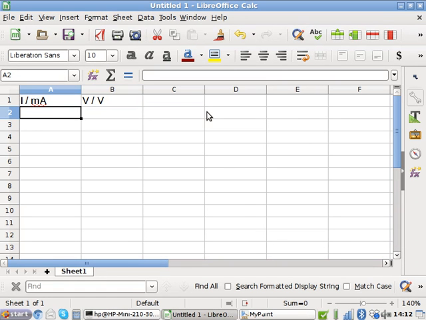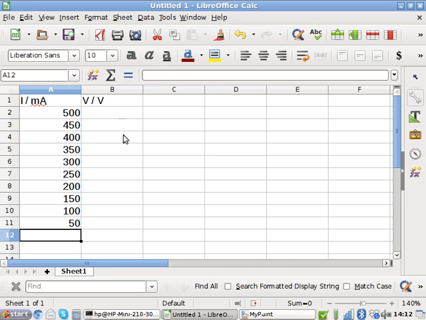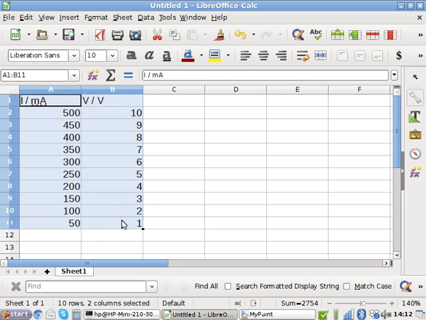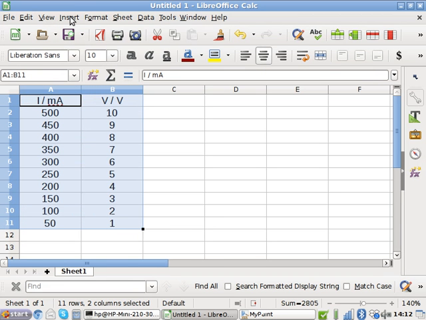So the current goes from 500 down to 50, correct? Yeah. And the voltage, what happens there? 10 down until 1. Okay. I know what I'm doing, even though it looks like I don't know what I'm doing. I do actually know what I'm doing. Don't worry. Okay. Insert chart.